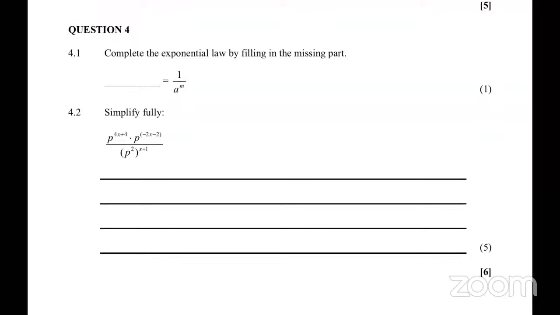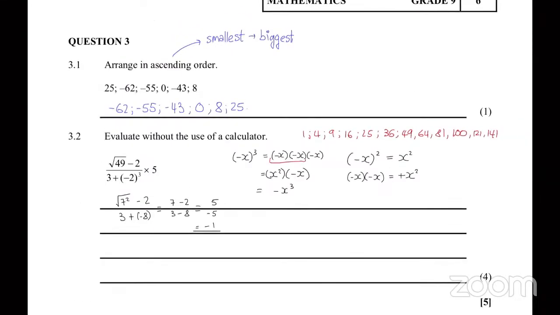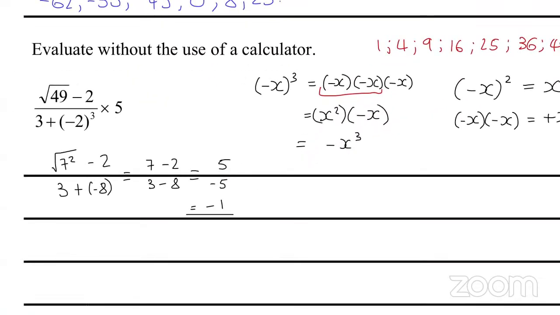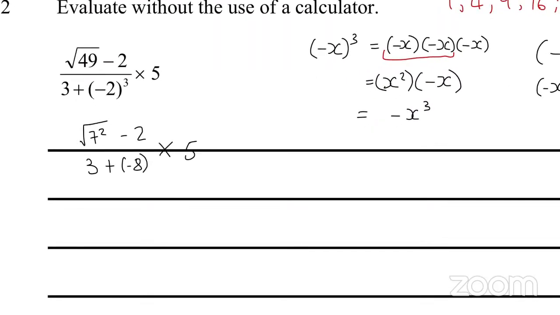Complete the exponential law by filling in the missing part. Multiplied by 5. So yes, we're going to get 7 minus 2 over 3 minus 8, times 5, basically. We showed it's negative 1 times 5, which is equal to negative 5.